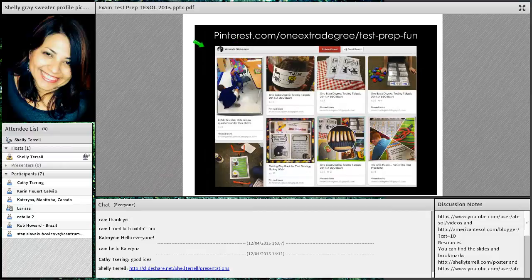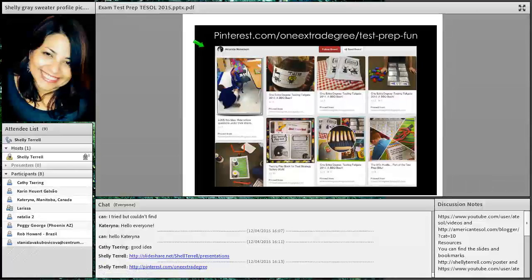So when I was talking about the blog, One Extra Degree, she also has an incredible Pinterest board full of strategies, and I'm going to share that with you because I really liked all the ways that she motivated her students to practice for tests or to prepare for tests. She has different games. She had different handouts, and a lot of these are really great strategies.